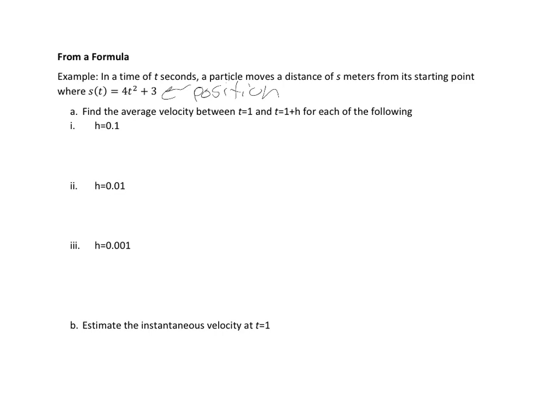So what we're doing is looking at change in position over change in time. So if h is 0.1, and we want to look at the change in these two things, then our change in position over change in time would equal s of 1 plus h. Well, if h is 0.1, that's s of 1.1 minus s of 1. Those are our positions, and our change in times would be 1.1 minus 1.